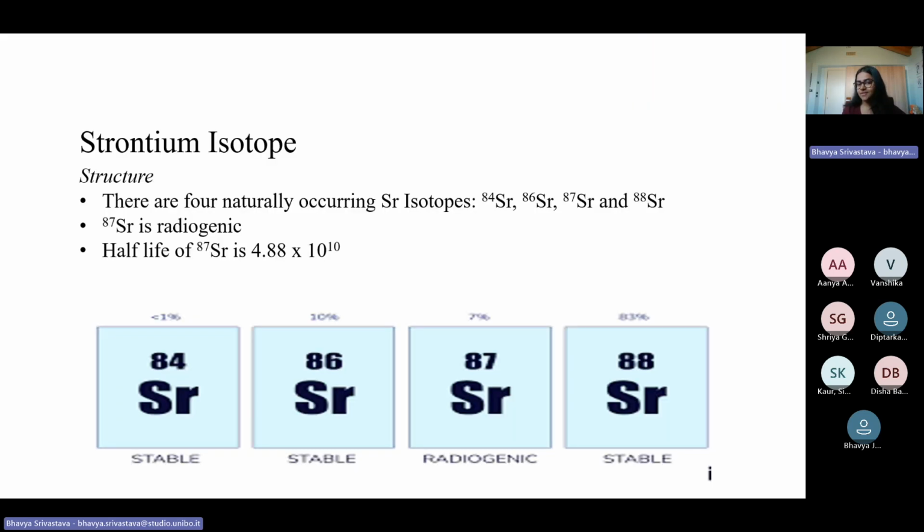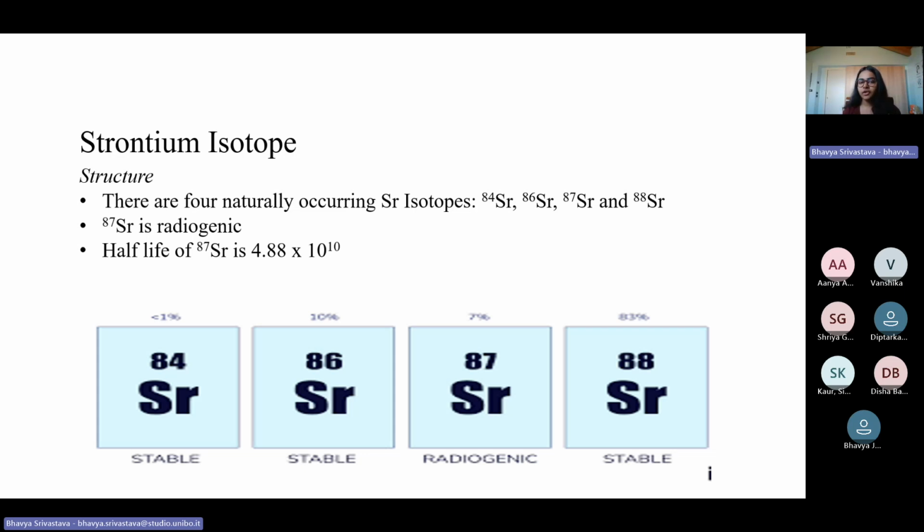What strontium exactly is? Strontium is a naturally occurring element which has four naturally occurring isotopes: strontium 84, 86, 87, and 88. Strontium 87 is radiogenic, which, if you remember, means that it will decay, while the other three will not decay. So you have three isotopes which do not decay and one isotope which will decay.